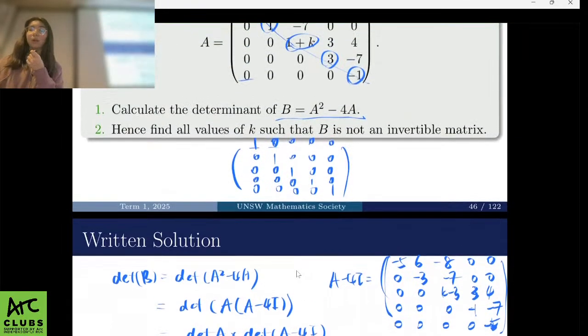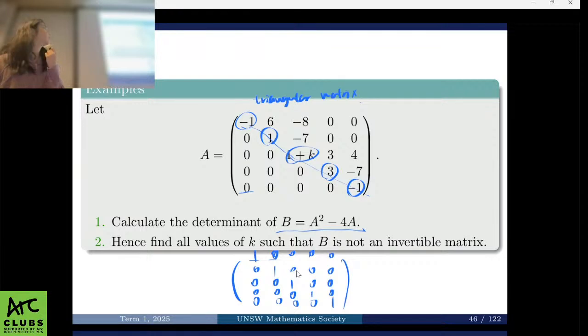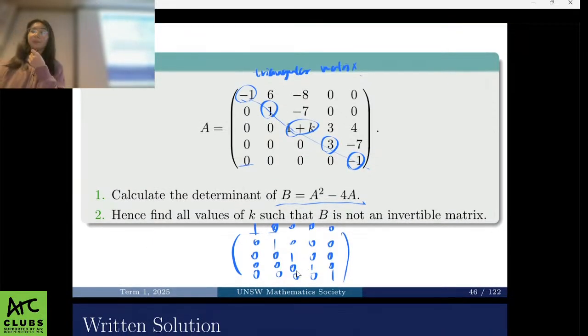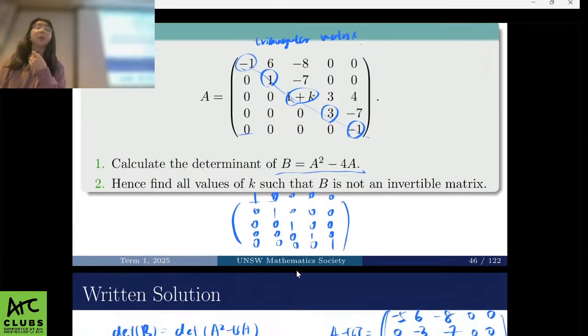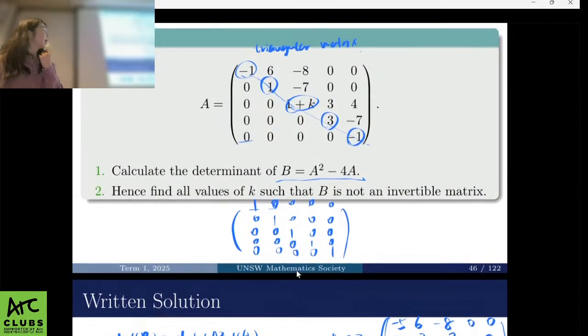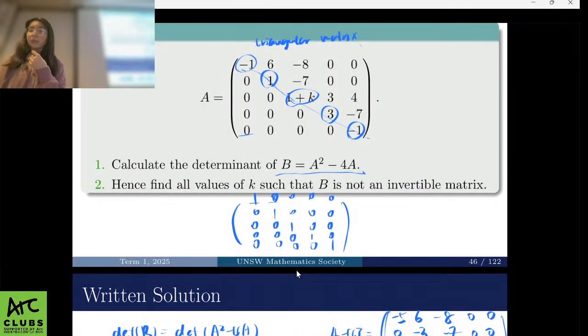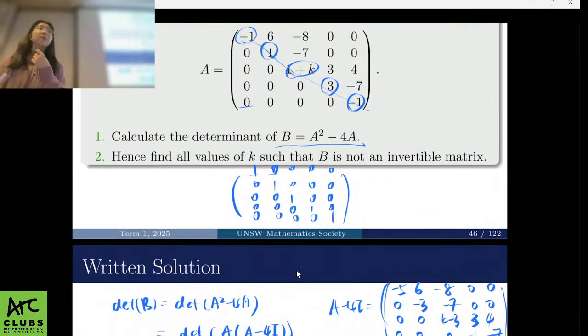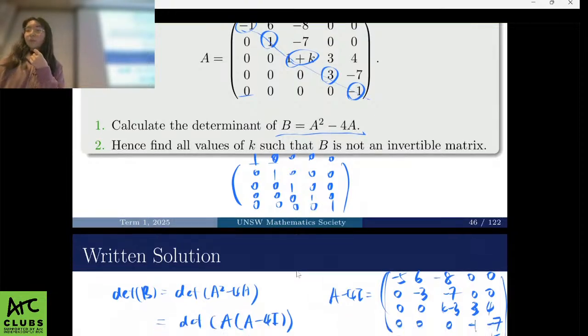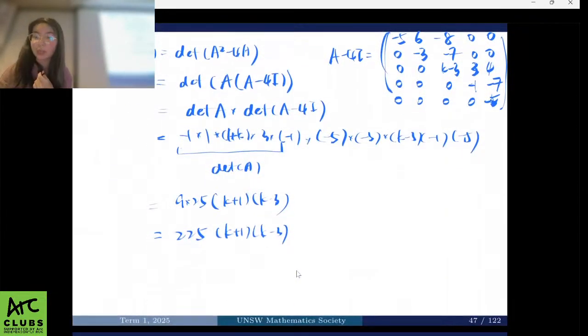So that is our final notation for the determinant of B. That really helps with doing question 2, because question 2 is just: hence find all values of k such that B is not invertible. So recall, if it's invertible, then its determinant cannot be 0, right? So if it's not invertible, this means its determinant is 0.